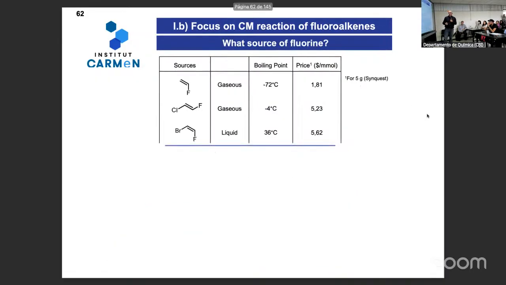Next. Okay, so if we look at the source of fluorine atom, you can use fluoroethylene, but it is gaseous, not so expensive, but it's not so easy to use in the lab. Okay?